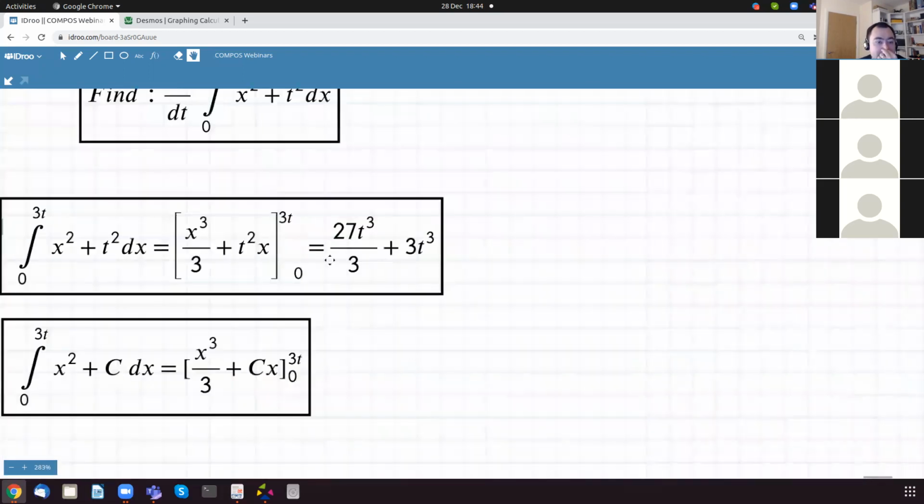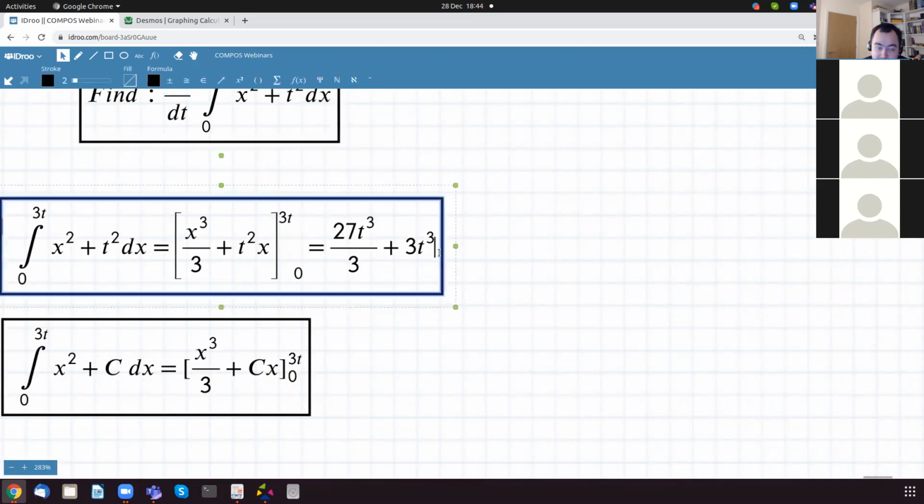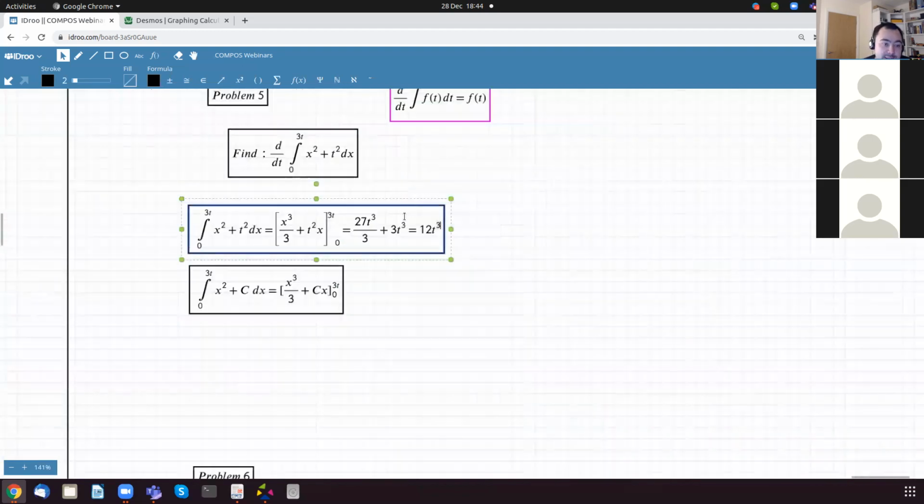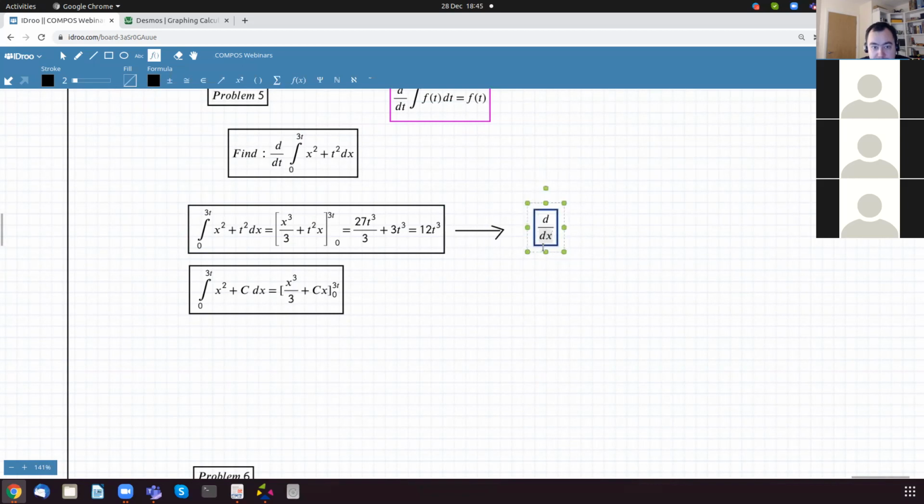So yeah, 27t cubed over 3 is 9t cubed, plus 3t cubed. That's in fact 12t cubed. And then you just need to find the derivative of that. From here you can find d over dt of 12t cubed, and that is simply 36t squared, and that is the answer.